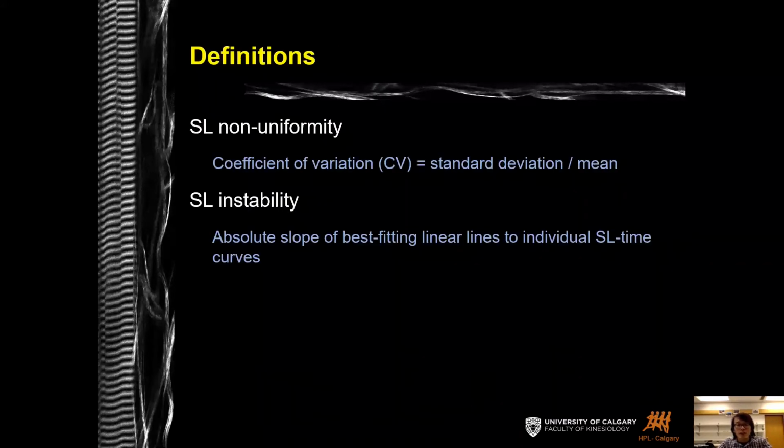To add clarity, I will provide you with the mathematical definitions for non-uniformity and instability. Sarcomere length non-uniformity is measured as the coefficient of variation of sarcomere lengths, which is the division of standard deviation by the mean value. And for sarcomere length instability, we represent it through the absolute slope of best-fitting linear lines to individual sarcomere length-time curves. I will clarify this with an example in the following slide.